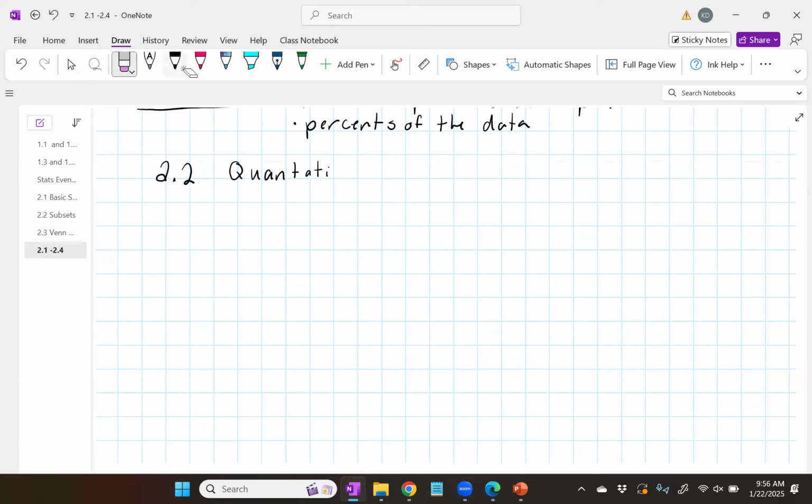Quantitative data displays. Our frequency, relative frequency, histogram, and pie charts are exactly the same. There's nothing different with most of those. The big thing we need to look at is discrete versus continuous.